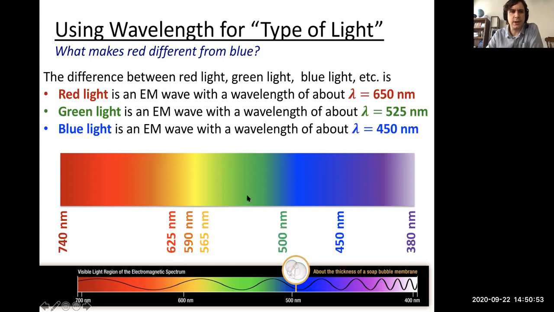To the point where red light is an electromagnetic wave. So light is an electromagnetic wave. What is special about red light that makes it look red? Well, it's simply an electromagnetic wave with a wavelength of about 650 nanometers. So here I have the boundaries. Red light is pretty much everything between 625 nanometers and 740 nanometers in wavelength. Notice that we're using the distance unit nanometer, billionths of a meter.